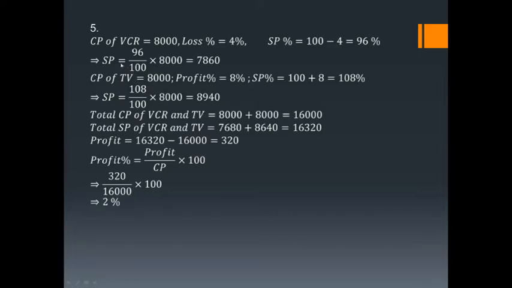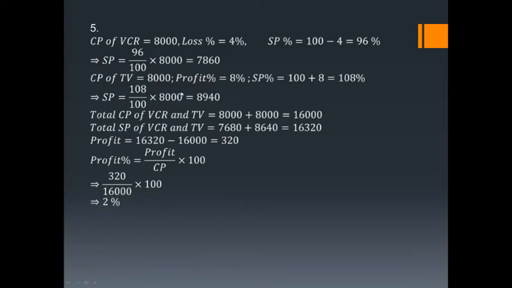So in order to find the selling price, according to the formula, SP percent by 100 into CP, that means SP percent is 96 by 100 into CP, which is 8,000. After simplifying this, we will get 7,680.